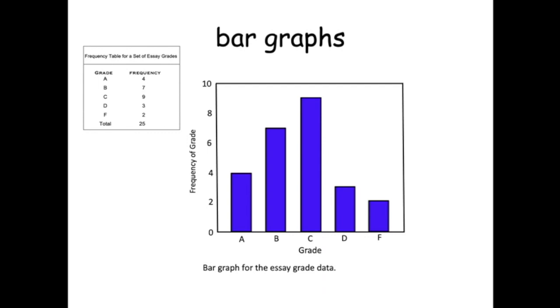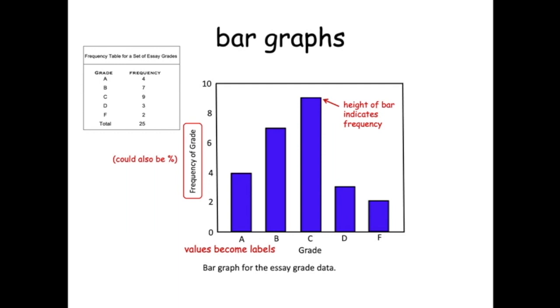For a bar graph, the values become labels on the x-axis, with the frequency or percentage of each value on the y-axis. The bars should be of equal width, with spaces between them to indicate that they are separate, discrete categories. The axes should meet at y equals 0.